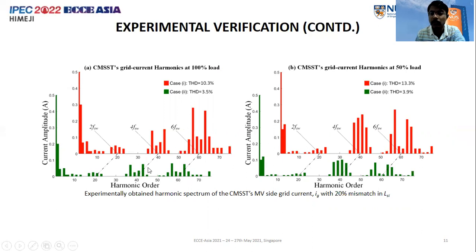But one important thing to note is that for this two-stage CMSST, there are still some lower order harmonics which are residual. This is because even if we try to keep the modulation index of the front end rectifier for all the submodules equal, practically it can't be kept exactly equal. So these lower order harmonics are possibly going to stay.